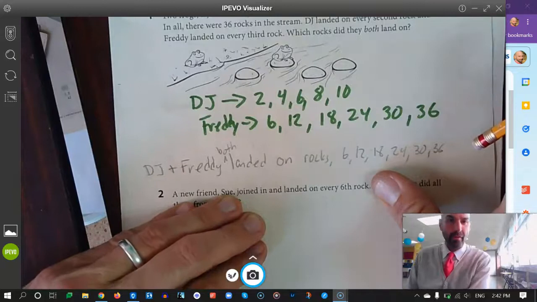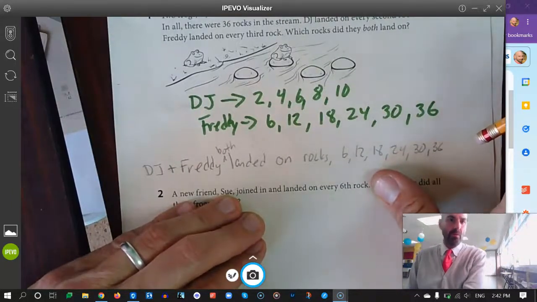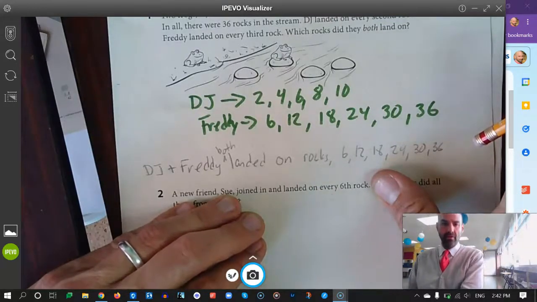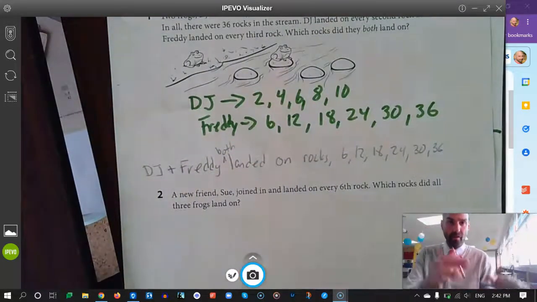So what are they probably going to ask? What's some questions? Which rocks did she land on? Or maybe which rocks did they all land on? That makes sense to me. What about you? All right, cool. So let's see what it is. Which rocks did all 3 frogs land on? So now pause and figure this out.